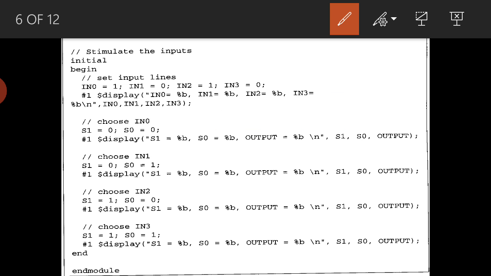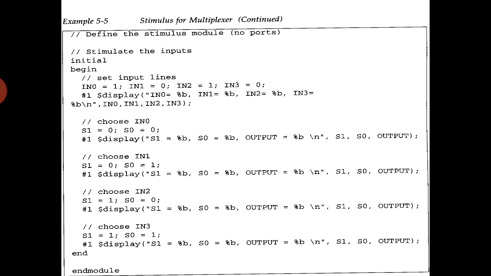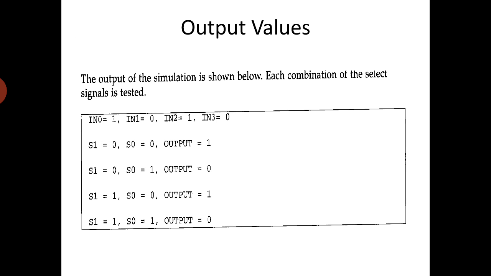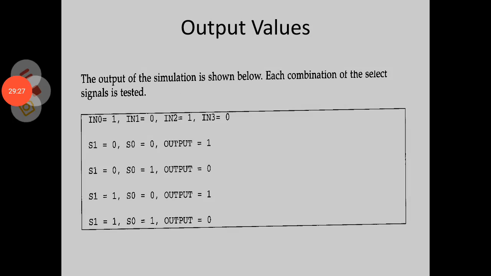So this is the difference between $monitor and $display. $display will display at a particular time, and it will not update. But $monitor will update at every time, and it will display all the changes that occurred in the variables. So these are the outputs with respect to the 4:1 multiplexer.